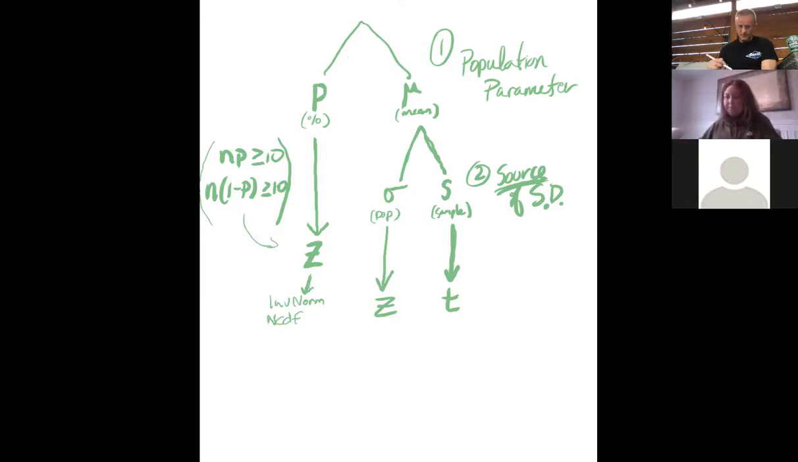At any rate, this is the only path here where we're testing for a population mean, and the standard deviation we're using comes from the sample that was taken. And so we're going to use T.